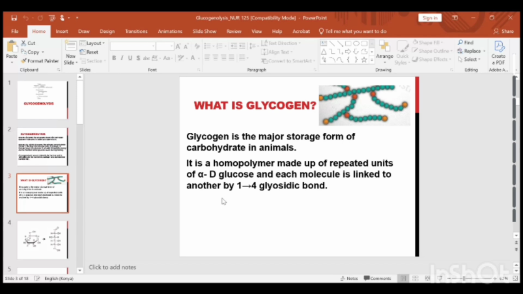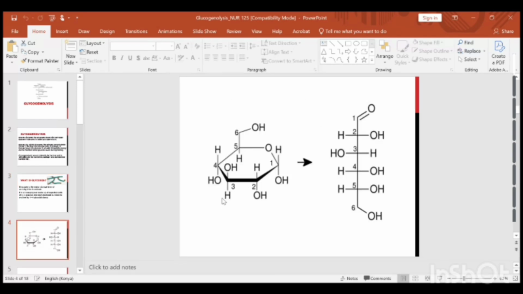And how is it stored? Now, if you remember, linear glucose has 6 carbons: 1, 2, 3, 4, 5, 6 carbons, like this. But this ultimately becomes cyclic, like that. So this is how a glucose molecule looks, with 6 carbons, the carbon on the right being the first one, and that is how they are numbered.